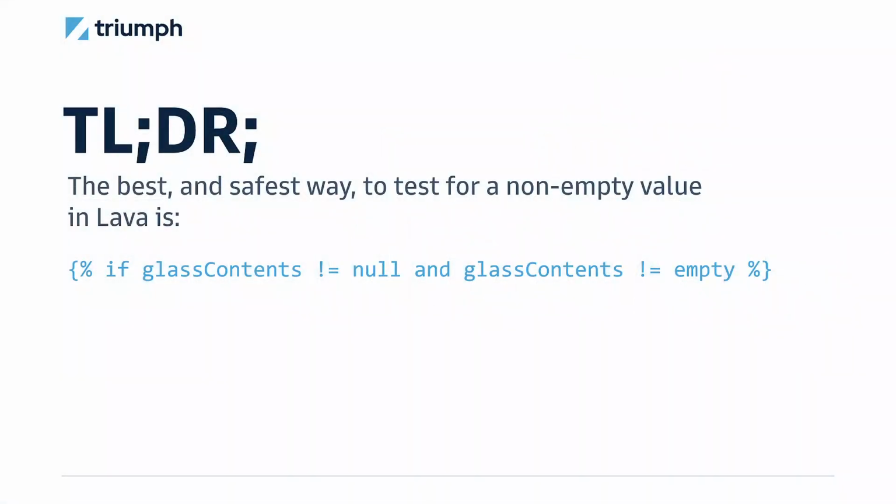The best and safest way to test for a non-empty value in Lava is this pattern right here. So here we have a variable called glass contents, and we want to see if it has a value. So in this case, we say if glass contents is not equal to null and glass contents is not equal to empty. So empty is a keyword.